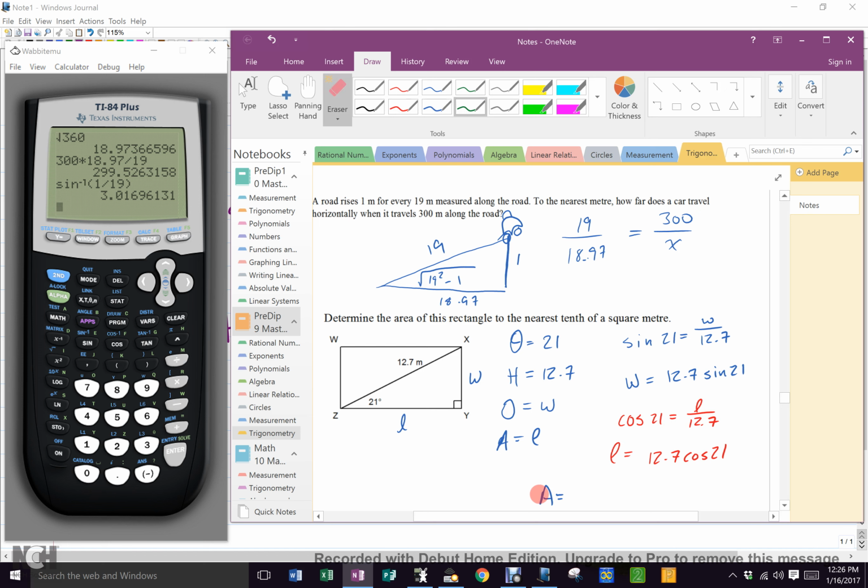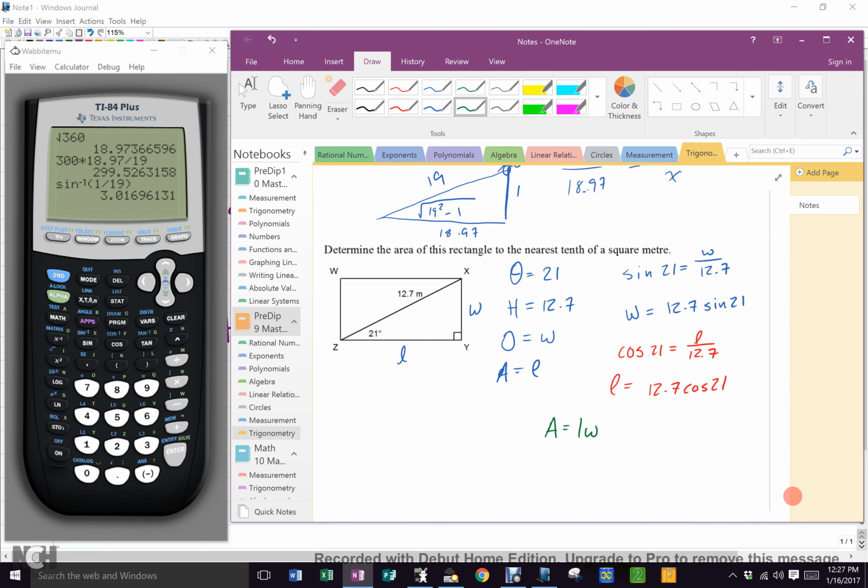Base times height. Area equals L times W, yes? What's L? L is 12.7 times cos 21. And then what's W? 12.7 sine 21. Now, can we go to our calculator? And we can do it all at once. Why is that better? With less steps.